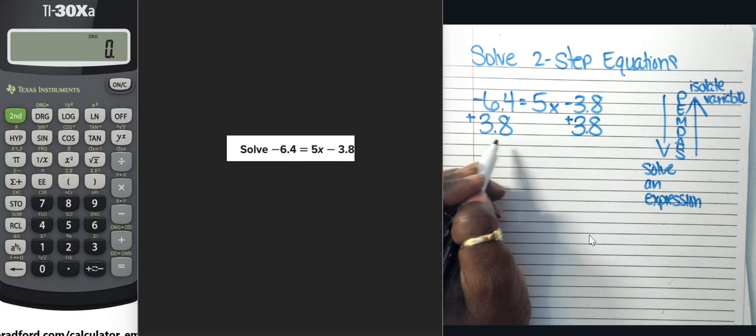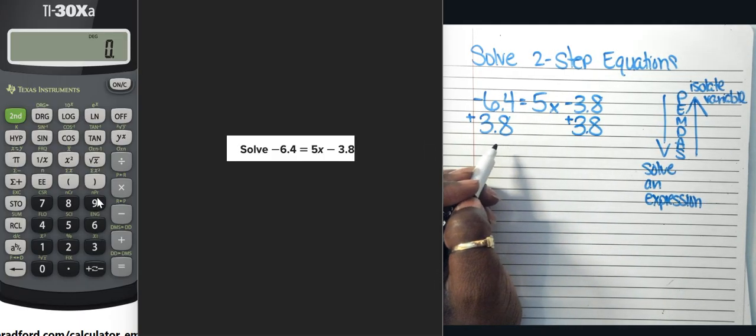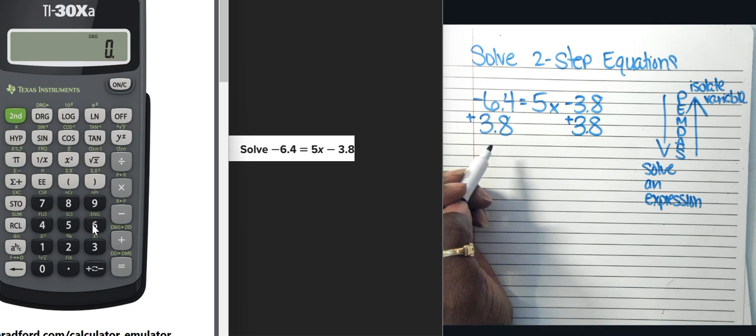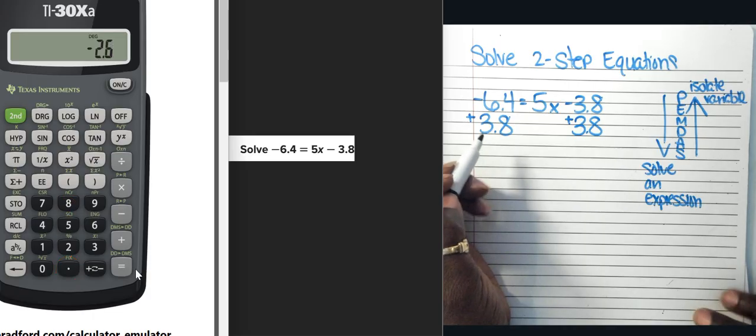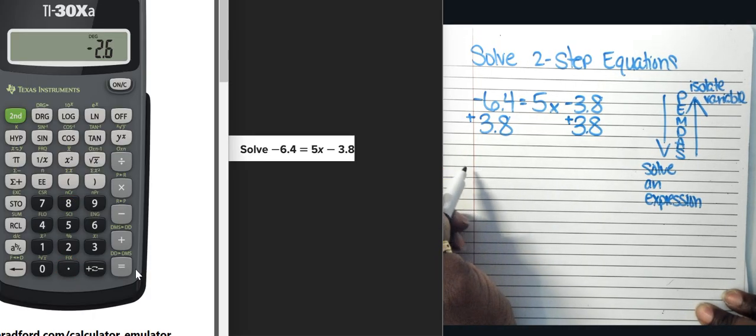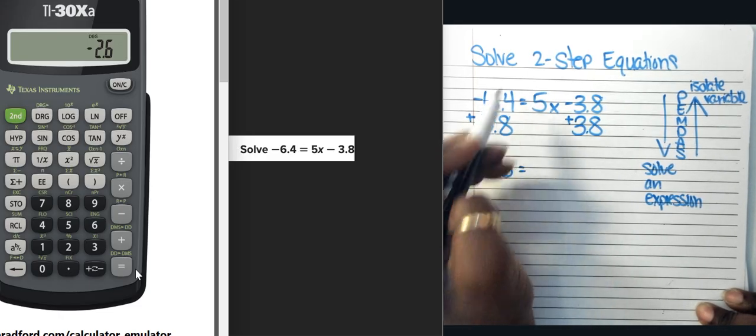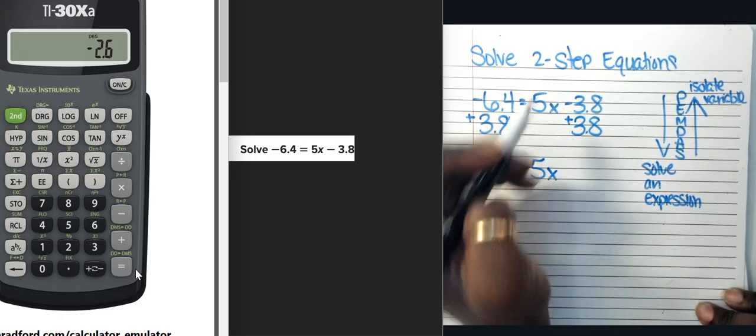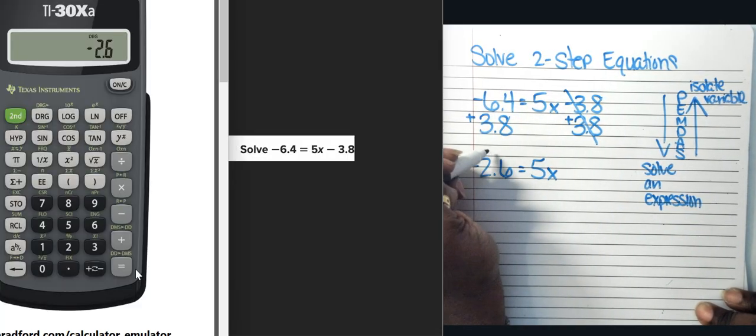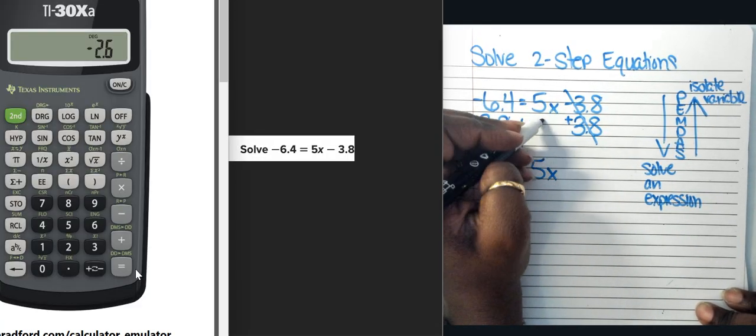All right. So now what we have is negative 6.4 plus 3.8, and that becomes negative 2.6. So we have negative 2.6 equal to 5x, and this cancels out. So I just basically brought everything down.